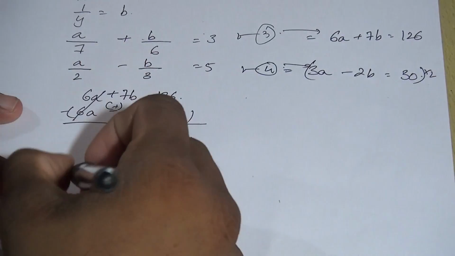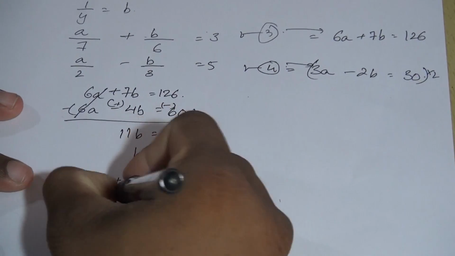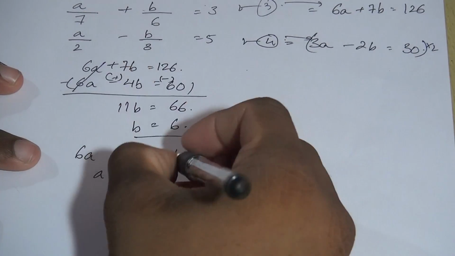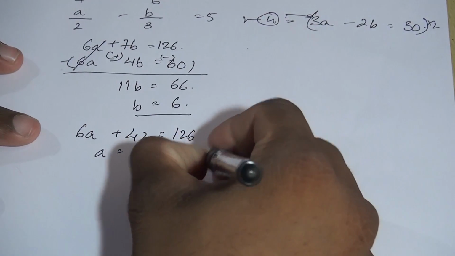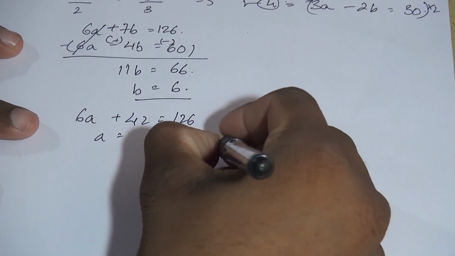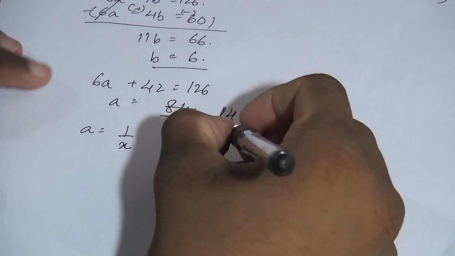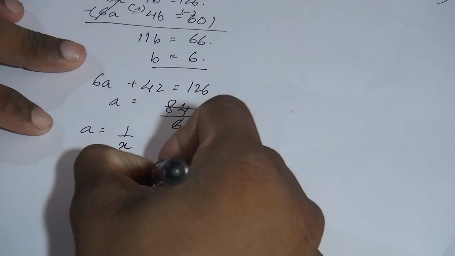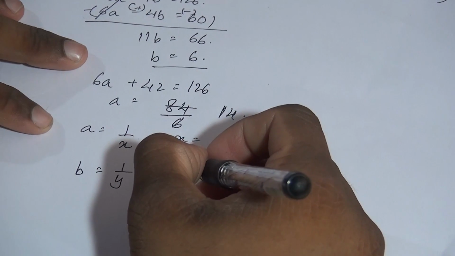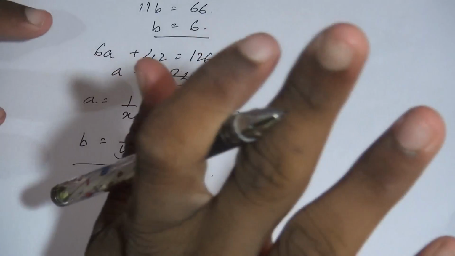Substituting b is equal to 6 in one of the equations, you get 6a plus 42 is equal to 126. a is equal to 84 by 6, which is 14. Now since we've taken a is equal to 1 by x, so x is equal to 1 by 14. Since b is equal to 1 by y, y is equal to 1 by 6. That's it. And we're going to go further with the word problems.